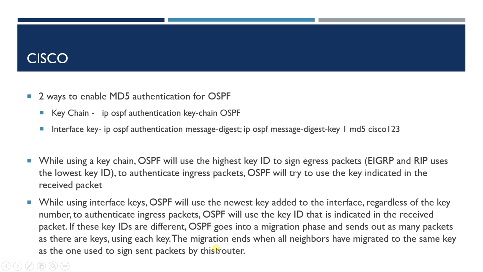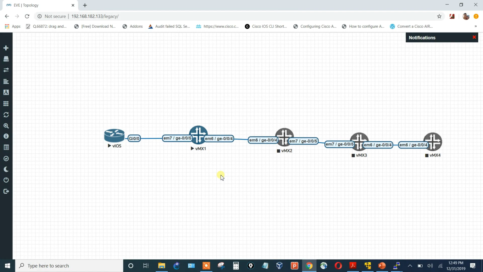The migration ends when all neighbors have migrated to the same key as the one used to sign sent packets to the router. All right, sort of a big process, but when I configure this, I'll show you how it works. Alright, so let's jump on the CLI.